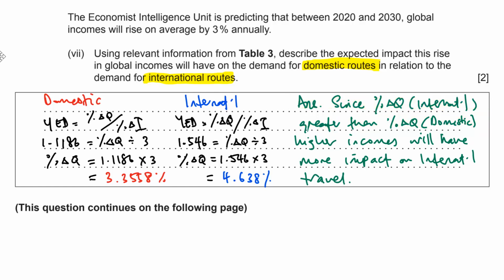Again, nothing too dramatic. I think the main thing is that you'll probably get most of your marks for doing the income elasticity calculation over here for domestic and for international travel, and you might get like half a mark just for answering that question.